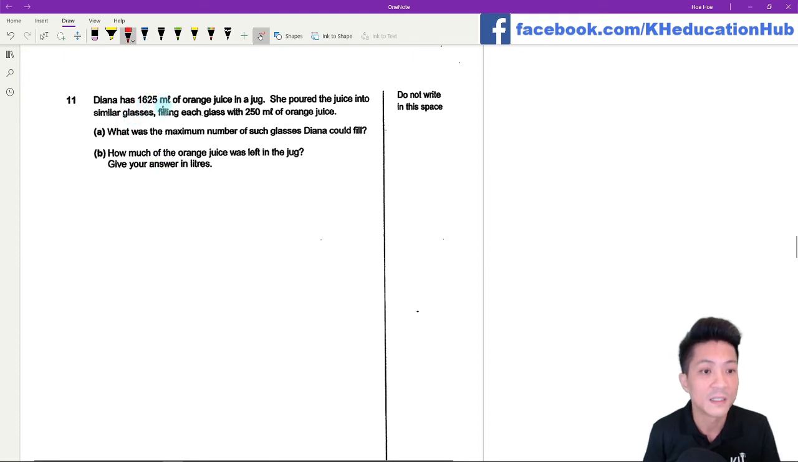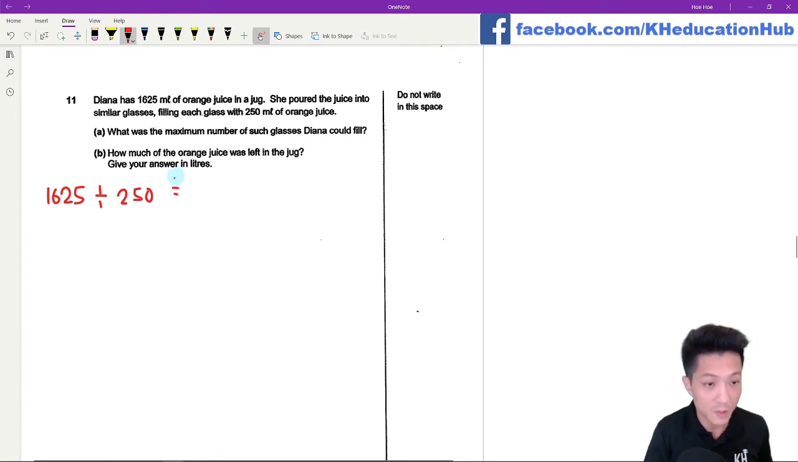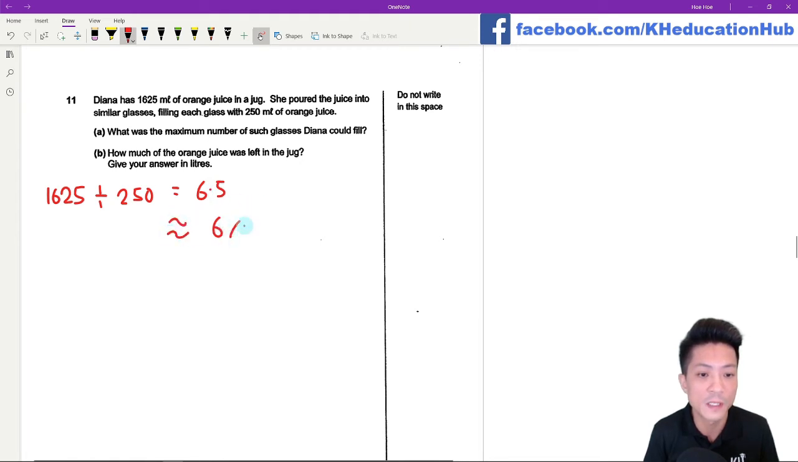Question 11. Diana has 1625 ml of orange juice in a jug. She poured the juice into similar glasses, filling each glass with 250 ml of orange juice. Part A, what was the maximum number of such glasses Diana could fill? In order to find the maximum, you just need to use 1625 ml divided by the volume of each glass, which is 250. Okay, key this into your calculator. I will get 6.5, which means that the maximum that I can fill is 6 glasses.